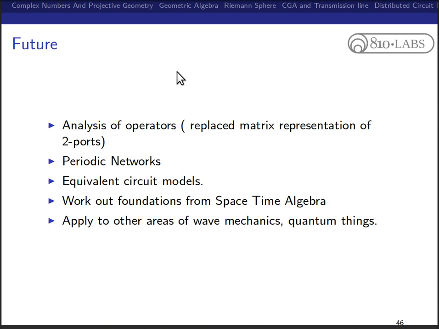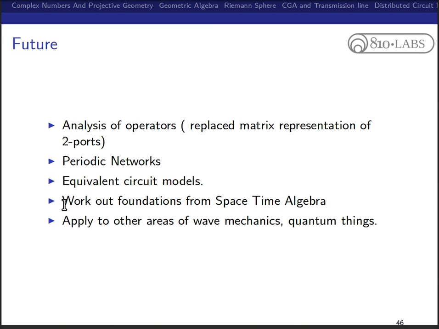Okay, so what's the future? The future is that we're going to make a thorough analysis of the operator. Since we've replaced cascading circuit elements with rotations, we can do a lot of analysis on these and replace basically a lot of matrix representation of two-ports and things like that. This is also very amenable to periodic network analysis like filters, because rotations can be interpolated and each interpolation step can be considered a unit cell. We've already done some work on that. Like I said, we can also use this to develop equivalent circuit models and figure out when to stop, basically based on group theory.